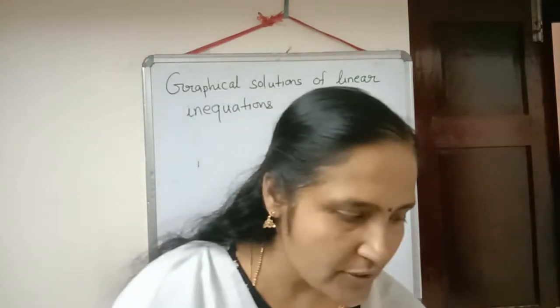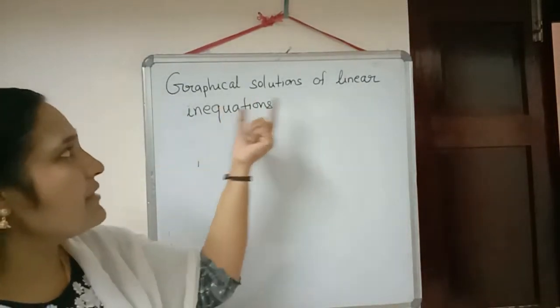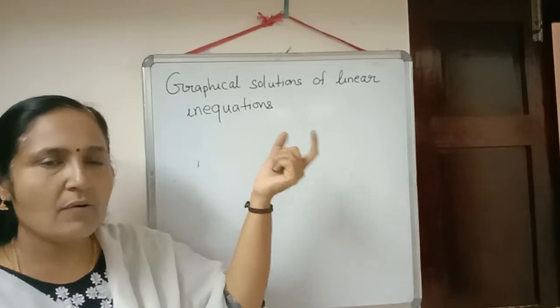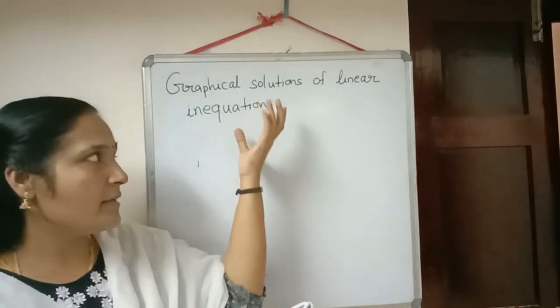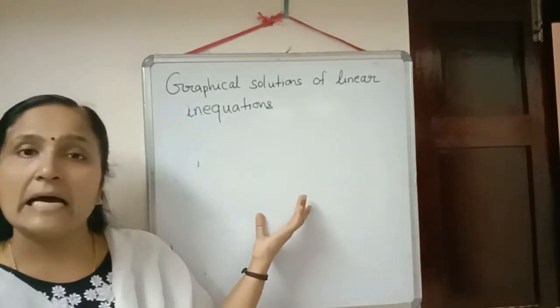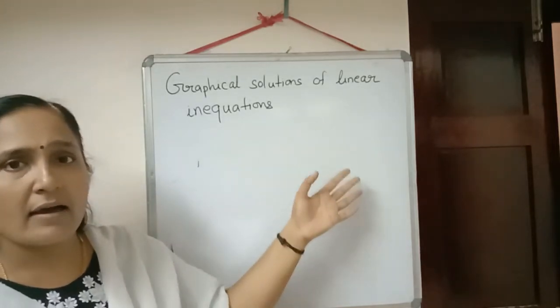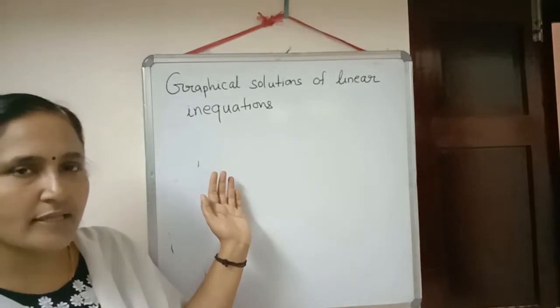Put the heading, graphical solutions of linear inequations. Now write down the steps, and you have to write all these things in your graph book. Write the steps on the right hand side of your graph book. On the left hand side we will draw the graph.